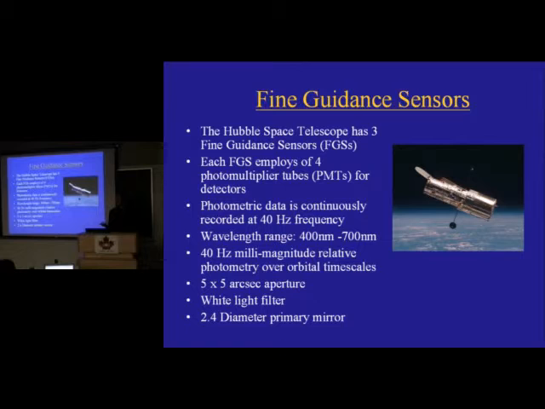However, they turn out to be perfect for our purposes because they continuously record the photometric data of stars at a 40 Hz frequency, which is perfect. And we have 10 to 17 years worth of observations because we're going to analyze all the past observations that have been taken with the fine guiding sensors, which really were never intended for science purposes. They were only for guiding the instrument.